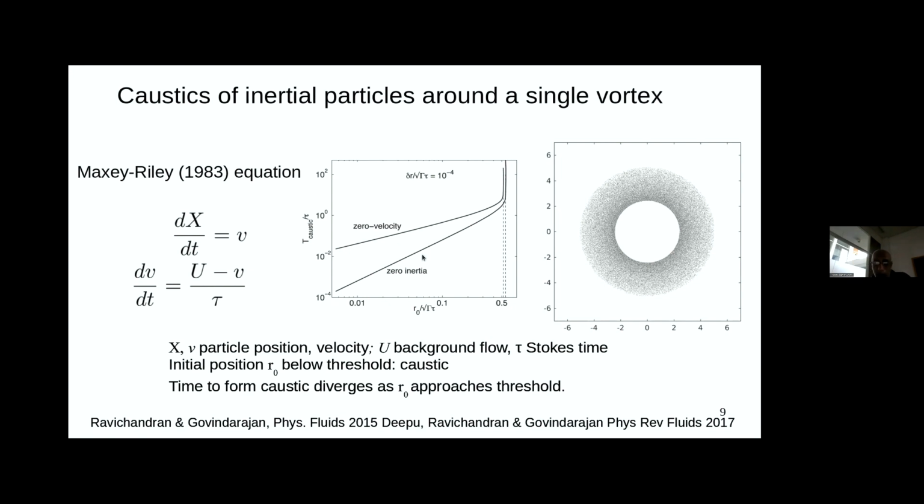And what you find is that if you have such a vortex, and the particle is released from far enough inside, then you do get a caustic formation. And if this release point R0 is increased, there is a threshold beyond which the time to form a caustic diverges. So basically, the particles have to start from far enough inside. And let's say you have two rings of particles, one at one small radius, another slightly bigger, and you release them, the inner ring will crash into the outer ring, as it were. This caustic formation was discussed in the context of raindrops by these people.